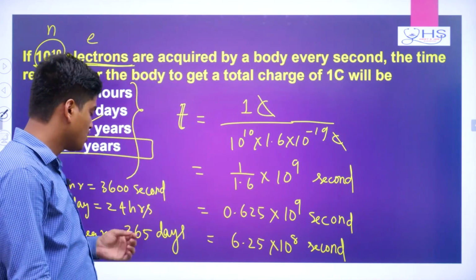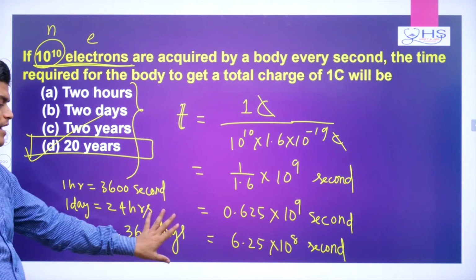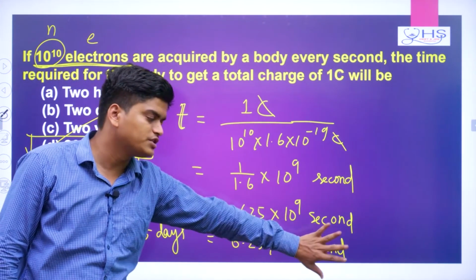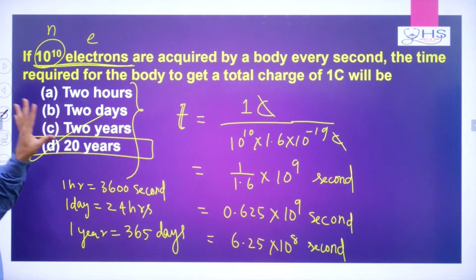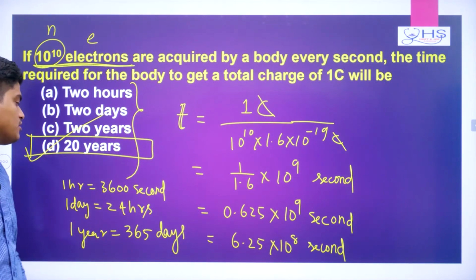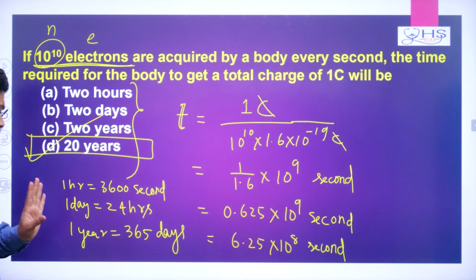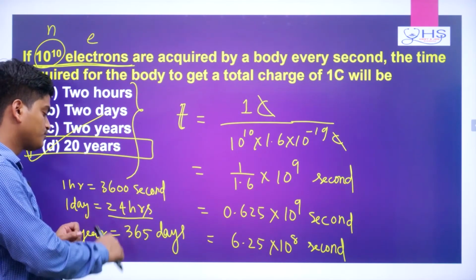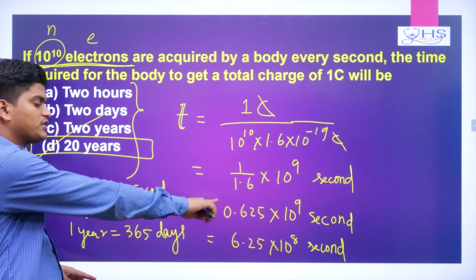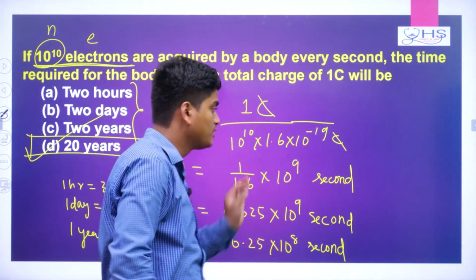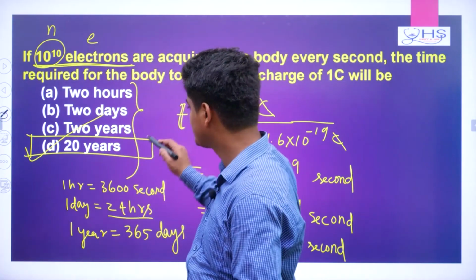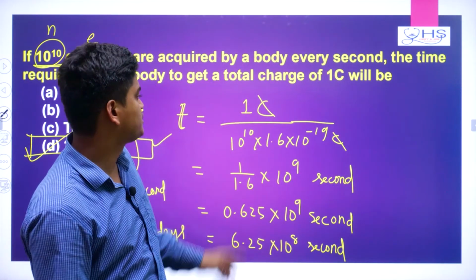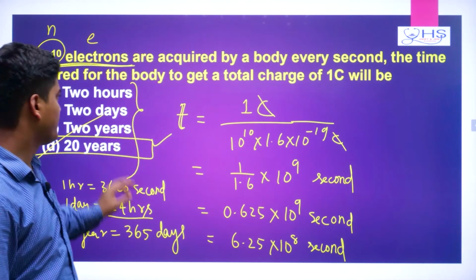You check this one. Convert years to seconds, then calculate from 1 second, and whatever value comes is substituted. So you'll get around 20 years. Remember 1 hour is 3600 seconds, 1 day is 24 hours. So multiply 365 into 24 into 3600, and divide by this much value here. You try this yourself. These are NCERT concept questions, so you must check this.